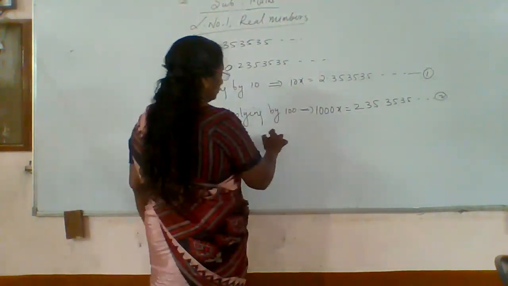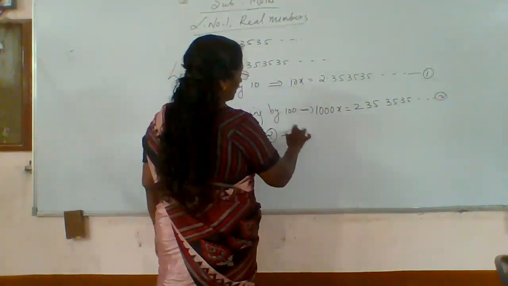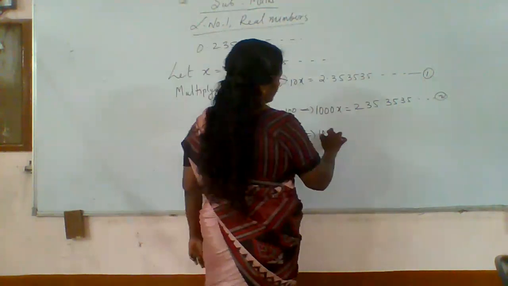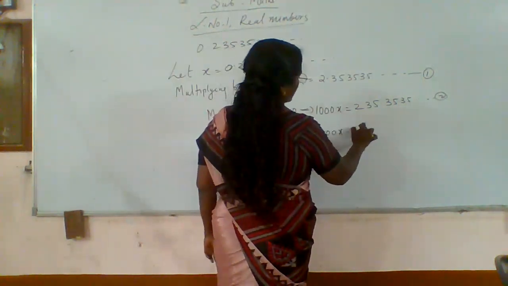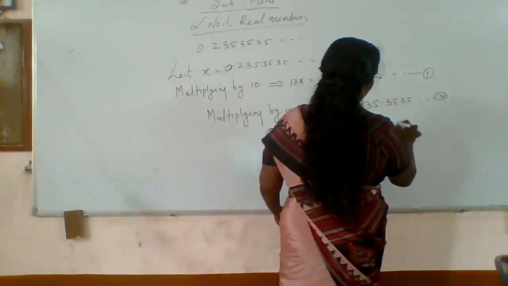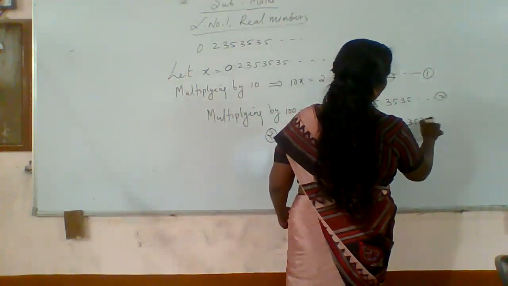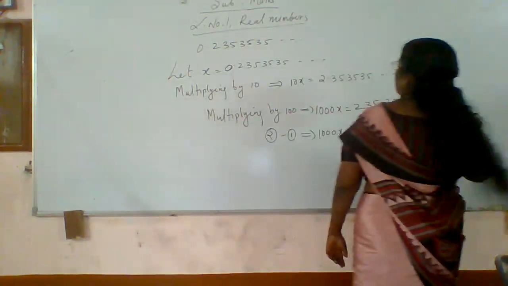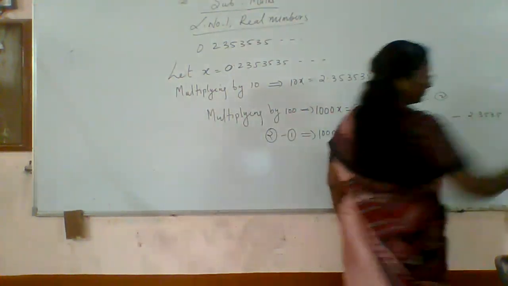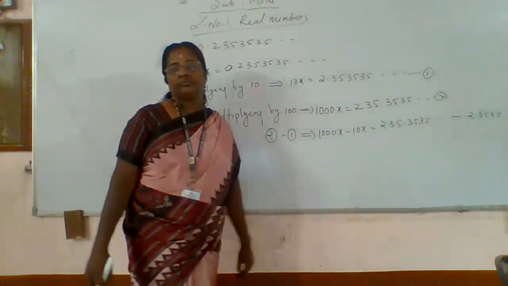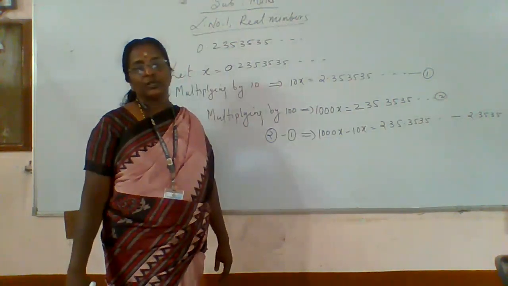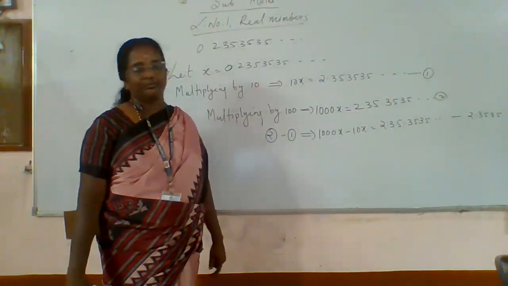Equation number 2 minus equation number 1 is 1000x minus 10x is equal to 235.3535 etc. minus 2.3535. Okay? Are you understanding? Any doubt is there? Ask. Ask in the WhatsApp group.